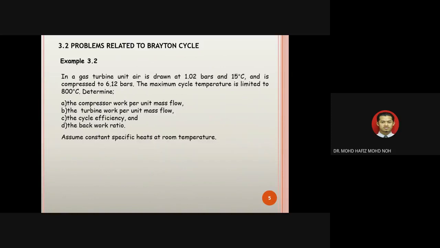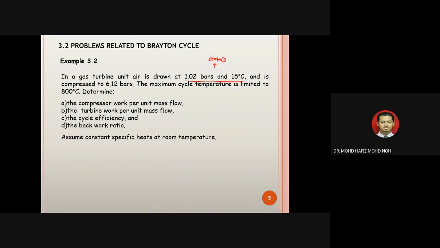In the gas turbine unit, air is drawn at 1.0 bars and 15 degrees Celsius and is compressed to 6.2 bars. The maximum cycle temperature is limited to 800 degrees Celsius. So that means finding the compressor work, turbine work, cycle efficiency, and back work ratio. In this case, they give you air drawn at 1.2 bars and 15 degrees Celsius. So this is going to be the condition at state 1.